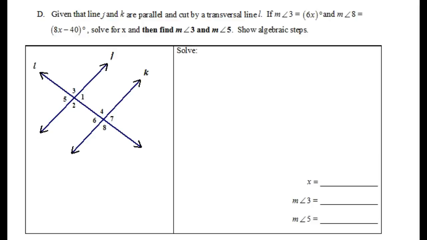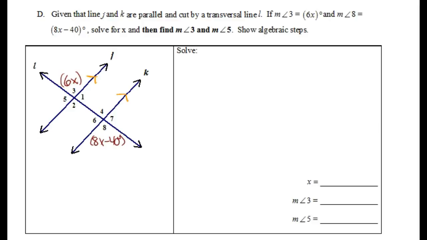So let's take a look at our last problem. We need to solve for x, find the measure of angle 3 and the measure of angle 5. We also know that line J and line K are parallel. So that means all of our angle pair relationships will work. Alternate interior, alternate exterior, corresponding will all be congruent, and consecutive interior will be supplementary. So we are given that angle 3 is 6x. We also know that angle 8 is 8x minus 40.